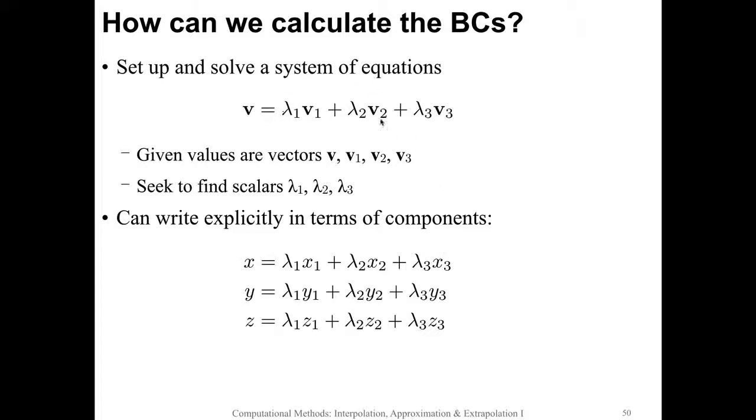Instead of just writing it out as a single vector equation, we can separate out its components. So V1 has components x1, y1, z1. V2 has components x2, y2, z2. V3 has components x3, y3, z3. And V itself, our target point, has coordinates x, y, and z. All of these x's, y's, and z's are known, and what we're trying to find are our lambdas, lambda 1, lambda 2, and lambda 3 that represent the barycentric coordinates for our target point V.